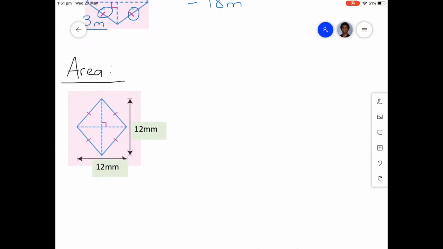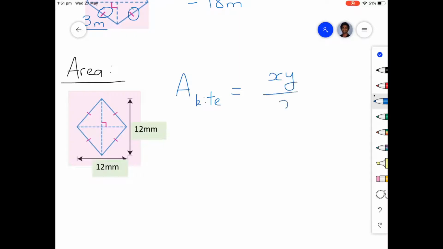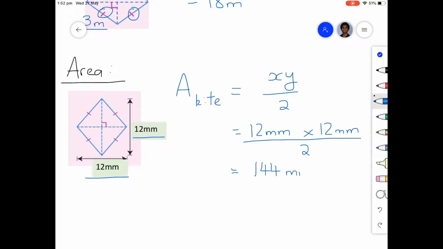Now looking at the area, our formula once again, the area of a kite is x times y divided by 2, or a half xy. Once again, our x is our horizontal value, which is 12 millimeters, and our y is our vertical value, which is 12 millimeters as well. So 12 millimeters times 12 millimeters divided by 2. When we solve the top line, we get 144 millimeters squared, and we're dividing that by 2. So our final answer will be 72 millimeters squared. Remembering with area, our units are always squared. So that's how you calculate the perimeter and area of a kite.